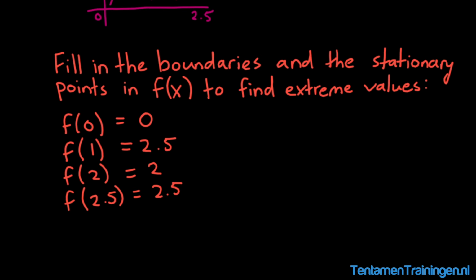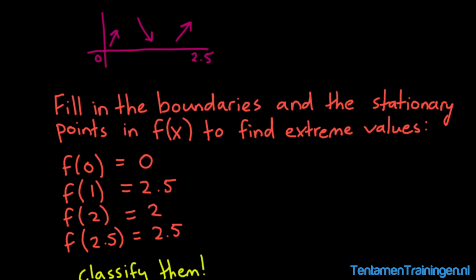Okay, now that we've found all the extreme values, we need to classify them. We need to say if these values are local minimums or maximums, or if they are global and local minimums or maximums. We can do this by looking at the sign diagram and the graph we drew here. As we see at the first point, the graph is ascending, so at the boundary we have a minimum, and since it's the lowest point of all four of these points, it's a local slash global minimum.